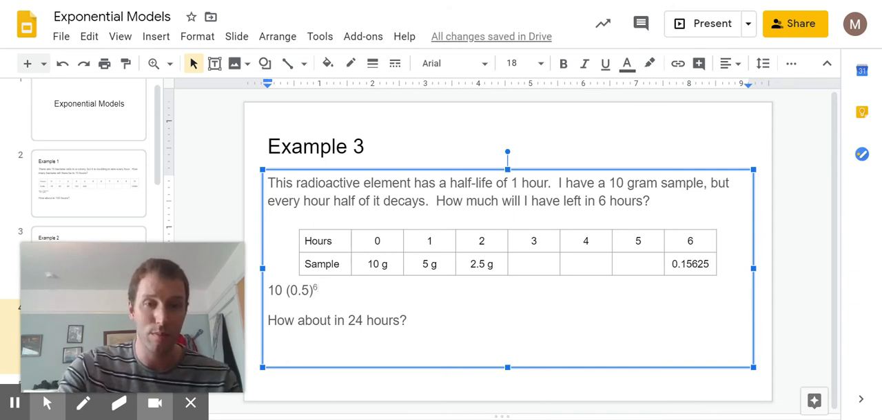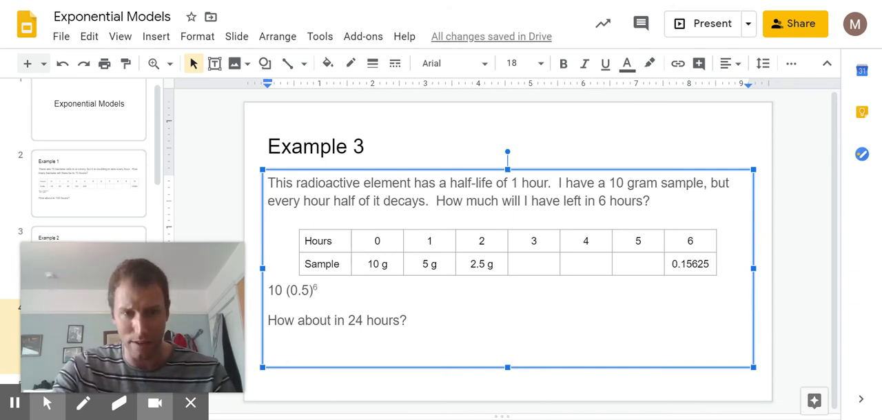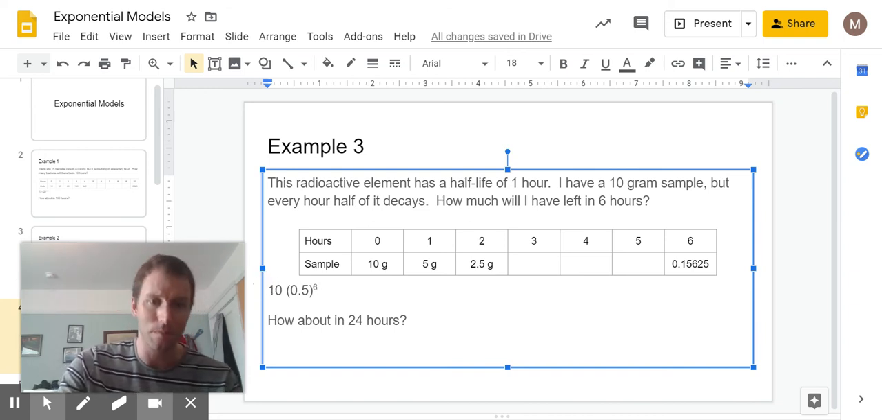And again, 10 times 0.5 is 5. This is not 5 to the 6th. This is 10 times 0.5 times 0.5. The 6th power only applies to the 0.5. PEMDAS: Please Excuse My Dear Aunt Sally, exponents come before multiplication.